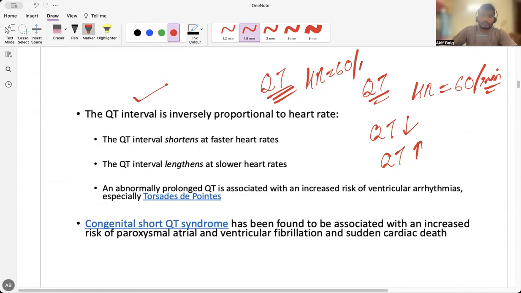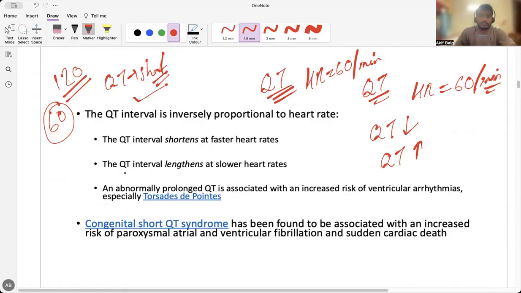Suppose the patient has a heart rate of 120, and his QT will look short, but you cannot interpret this as a short QT interval to label it as normal QT, prolonged QT, or short QT. You have to convert this for a heart rate of 60, how much the QT would have been, and that's why there are formulas defined for it.